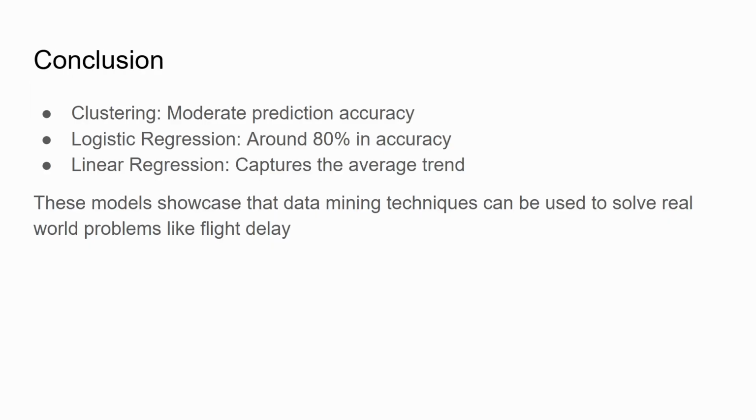So in conclusion, clustering had a moderate prediction accuracy. Logistic regression didn't perform too bad with 80% accuracy, and linear regression was able to capture the average trend, but again, it wasn't great because the features weren't very linear. But I think this project showed that data mining techniques can be used to solve real-world problems like flight delay.